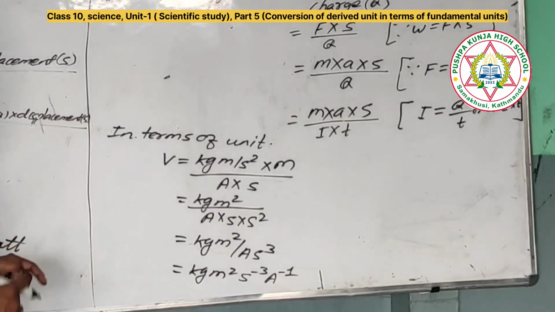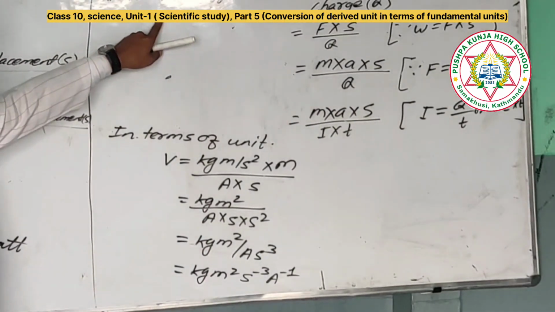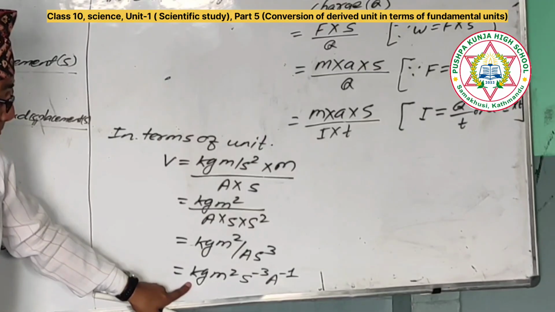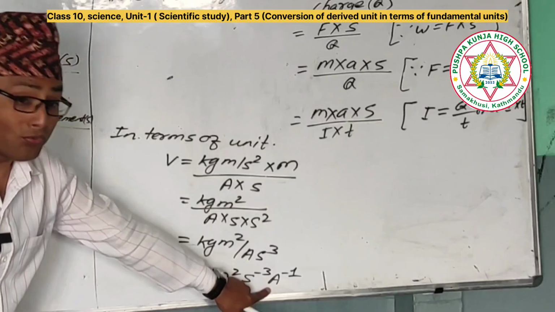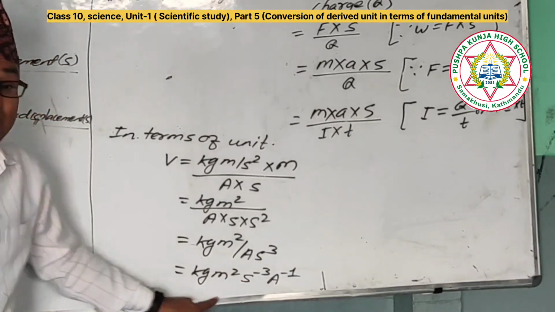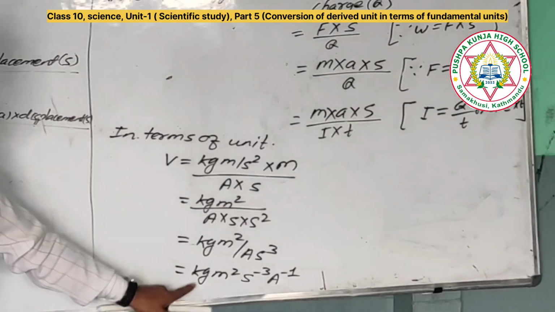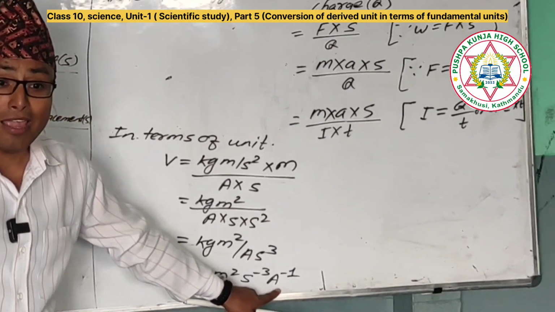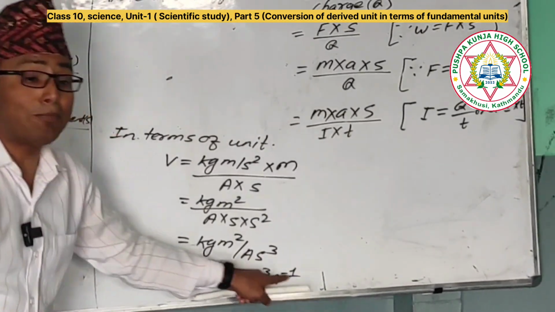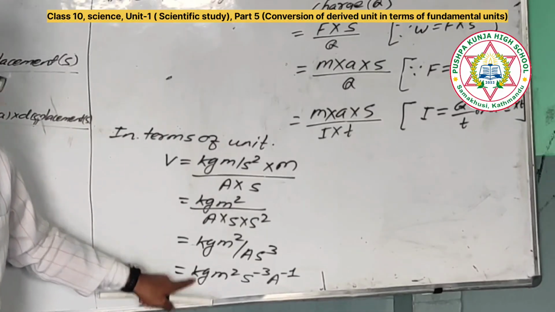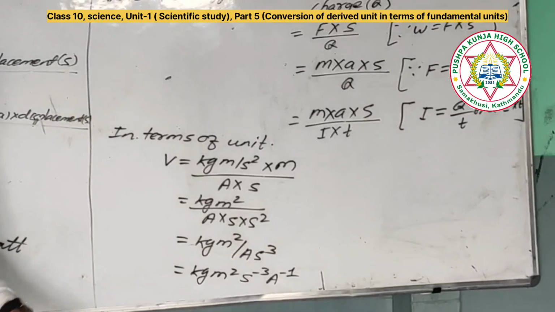So what fundamental units are involved in this? In volt, which fundamental units are involved? Mass, that is kg, unit of mass, unit of length, unit of time, and unit of current. 4 fundamental units are involved. That is kg, meter, second, and ampere. Clear? All of you understood? So this is very long, so it is replaced by volt. Clear? So this type of question may come in your exam.